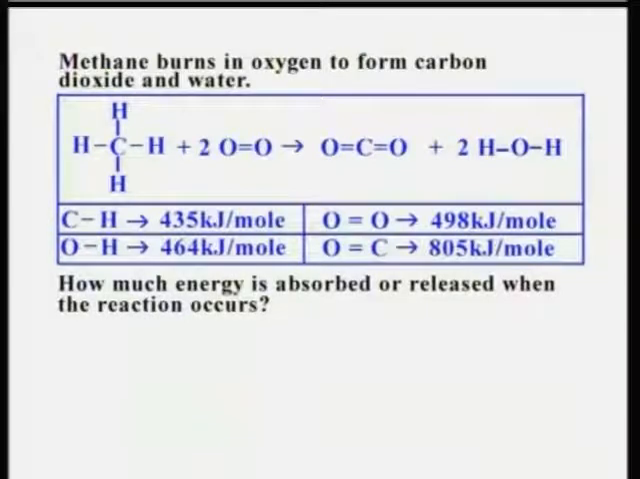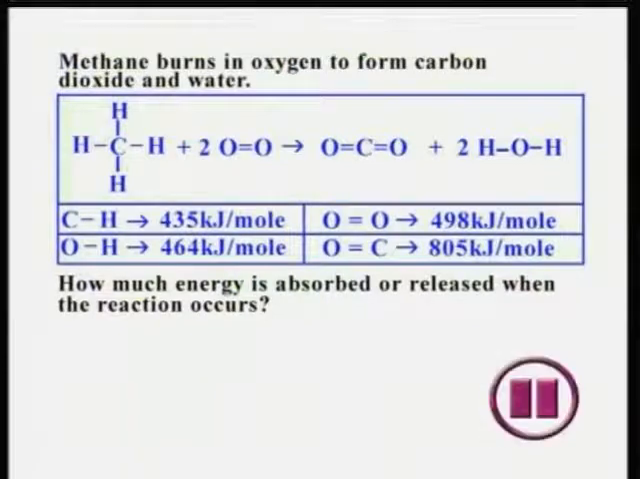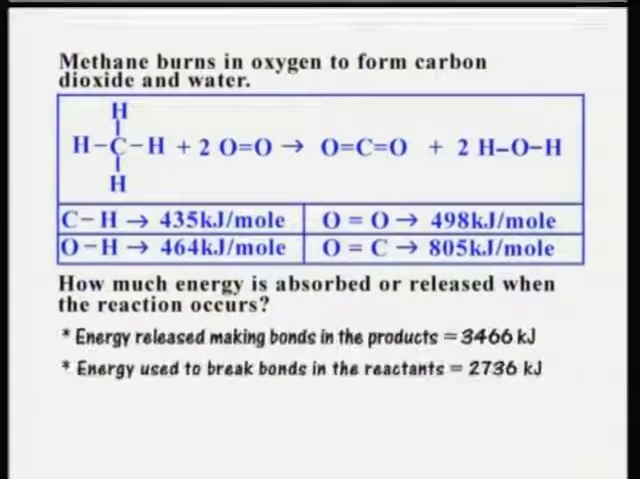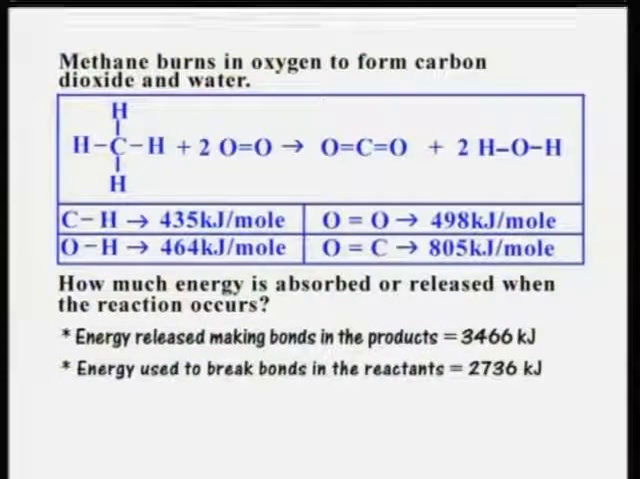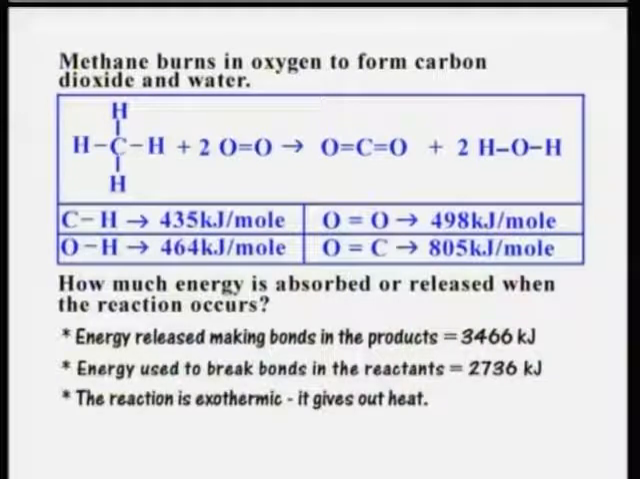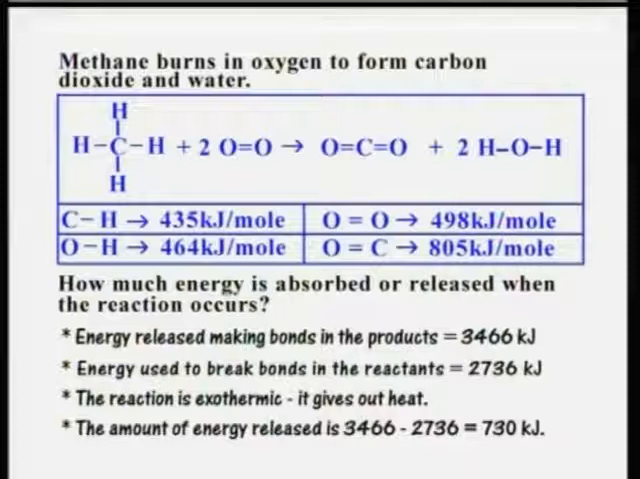How much energy is absorbed or released when the reaction occurs? In this reaction, more energy is released in making the bonds in the products, 3,466 kilojoules, than is used to break the bonds in the reactants, 2,736 kilojoules. So the reaction is exothermic, it gives out heat. The amount of excess energy released for each mole of reactants is 3466 minus 2736 equals 730 kilojoules.